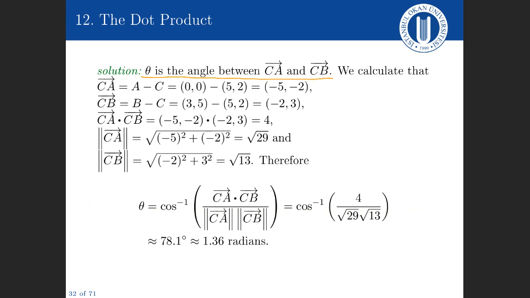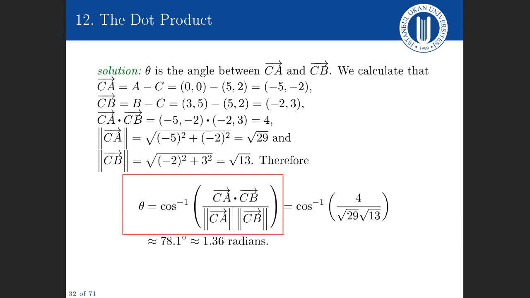So we calculate everything that we need first. The vector CA we can calculate as -5, -2. The vector CB we calculate as -2, 3. I'm going deliberately quickly because I'm expecting you to reread this and check that you're happy with this. The dot product of these two vectors is 4. The norm of the first vector is the square root of 29, and the norm of the second vector is the square root of 13. Please check this for me later.